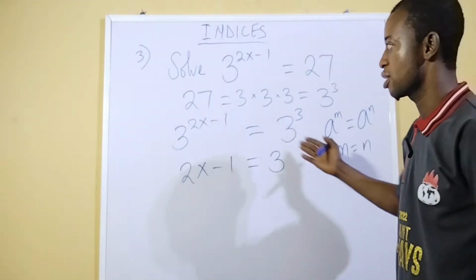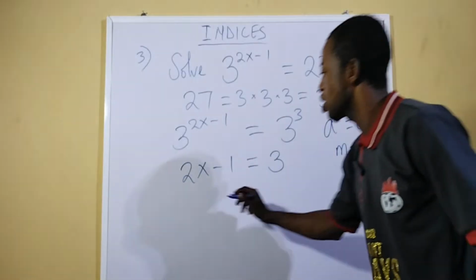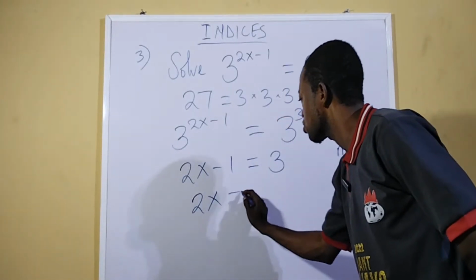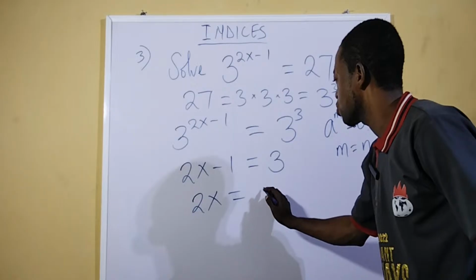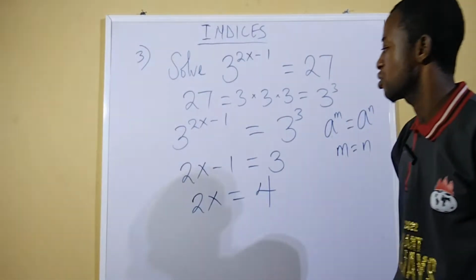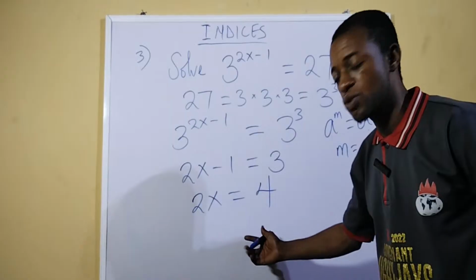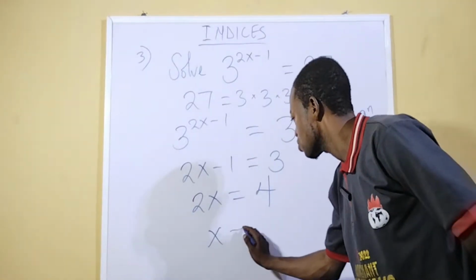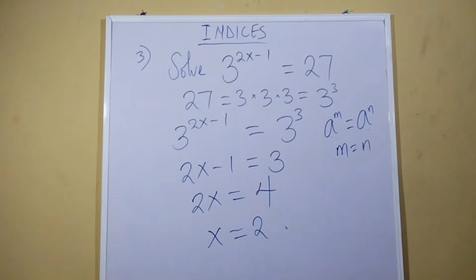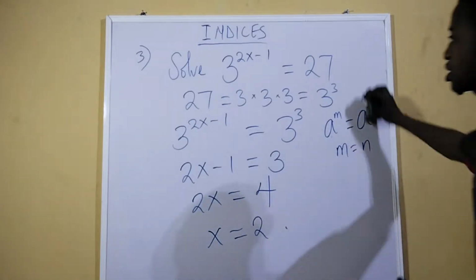Just take minus 1 across, and we have 2x equals 3 plus 1. That becomes 4. So divide both sides by 2 to get x. It means x equals 2. Okay? So these are some simple equations we have under indices. Okay, so let's look at the next one.